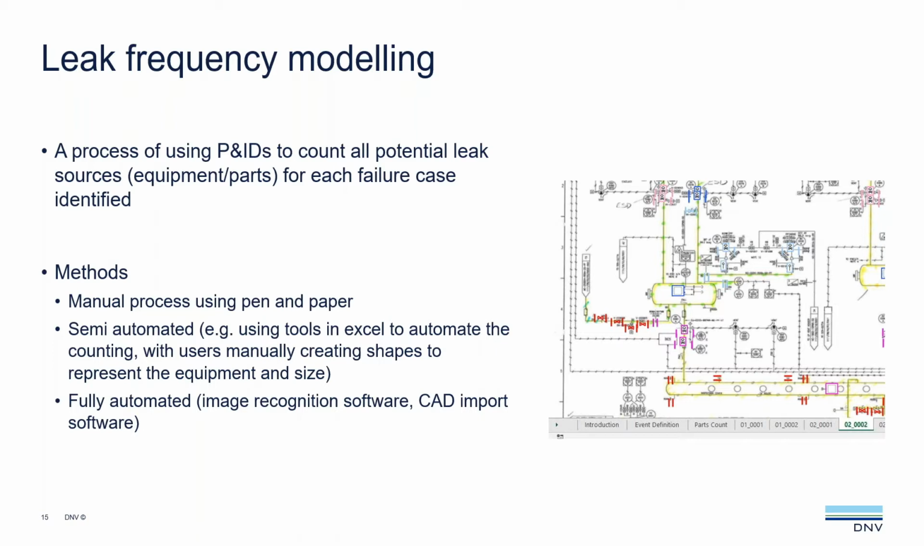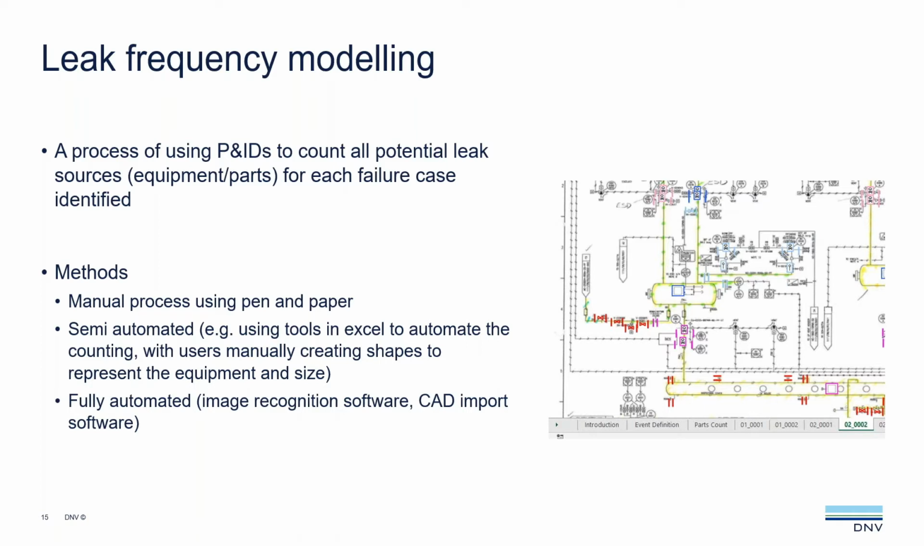A more advanced solution is for the process to be semi-automated, and this could involve automating the actual counting step within the parts count. And here, for example, the user could use a tool such as Excel. They could import some P&ID images, and then on those images within Excel, they could display some shapes to represent the equipment and size, and then they could maybe have some macros built into the Excel tool to automate the counting of those shapes and make a note of the sizes as well.